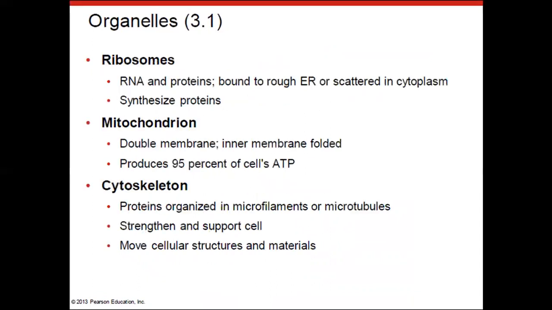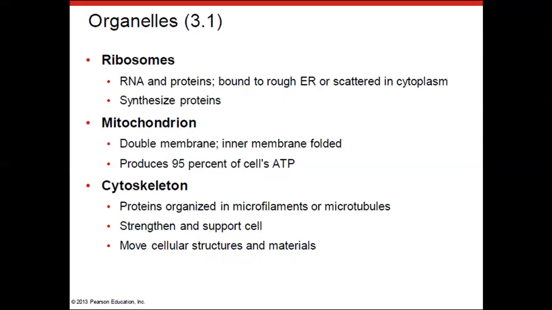So we're going to overview some of these structures, look at them, and then go into more detail about them in the next couple of slides. Ribosomes are basically where proteins are synthesized. They're bound to the rough endoplasmic reticulum. The presence of ribosomes is what makes the endoplasmic reticulum rough. Or they can scatter in the cytoplasm. And the job of a ribosome is to make proteins.